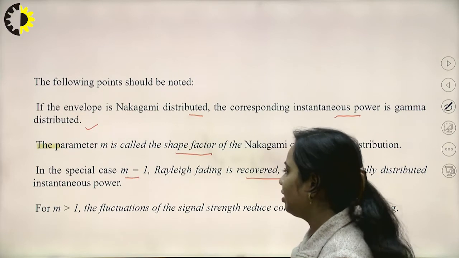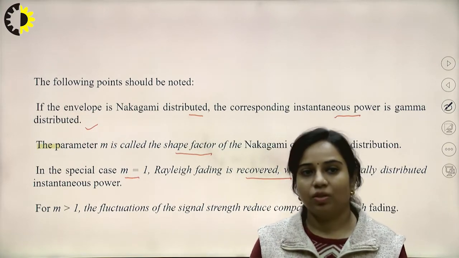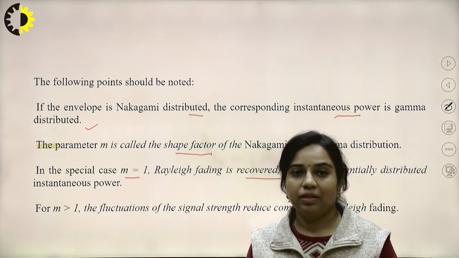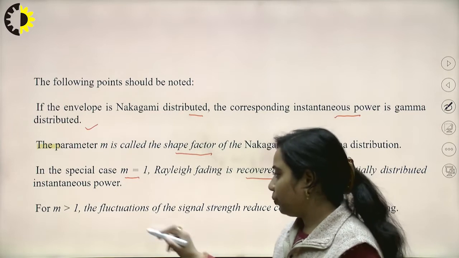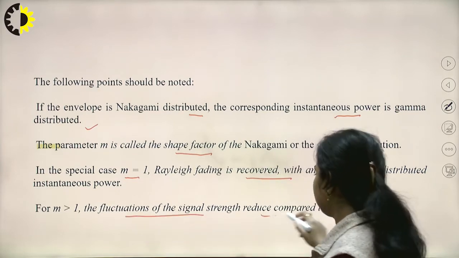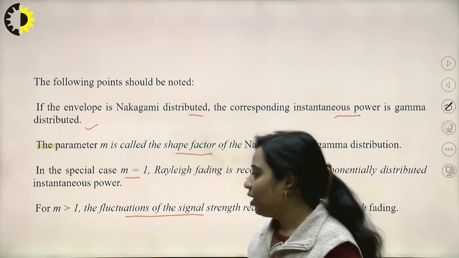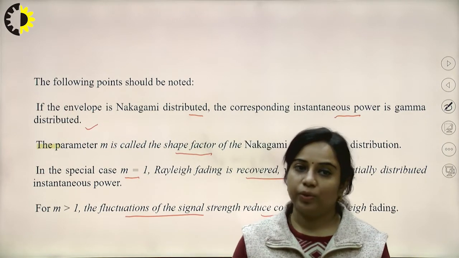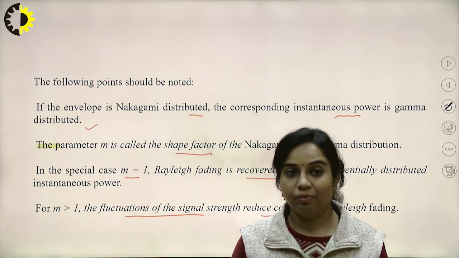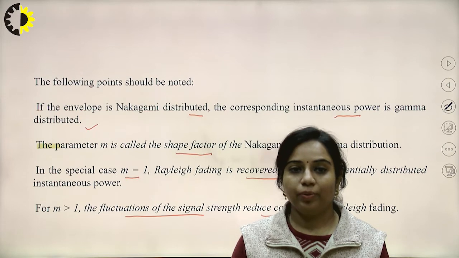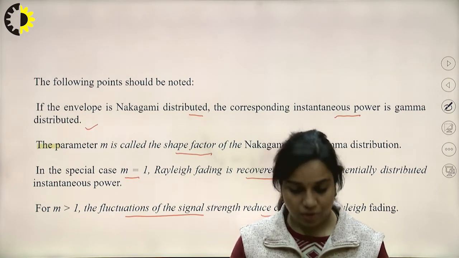Now you can see that m is just a parameter. If it equals 1, then it can be considered as an exponential function. For m greater than 1, the fluctuations of the signal strength are reduced compared to Rayleigh fading, which means if it is fixed to 1, then it resembles the Rayleigh distribution, and if the value of m is greater than 1, then the fluctuations will be reduced, lesser as compared to the Rayleigh distribution.